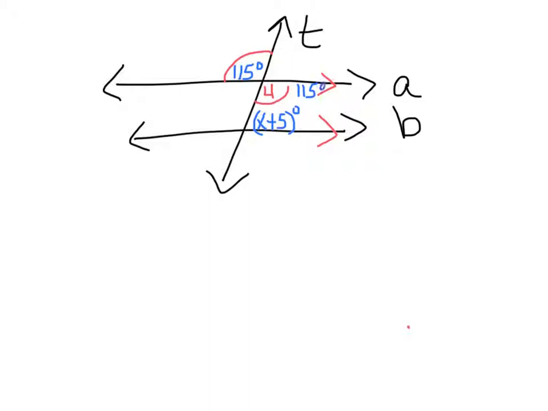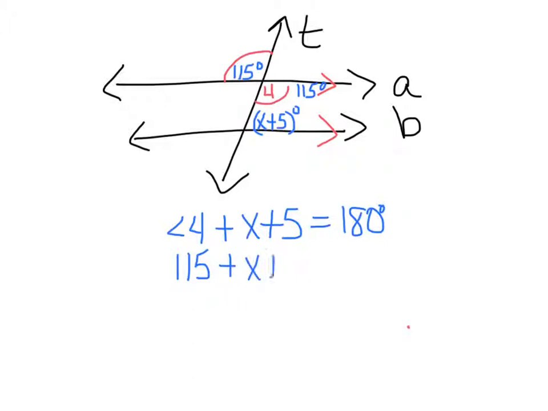Okay, let's plug that in right there. That is 115 degrees. Now we know that angle 4 and the angle that has the x plus 5 are same side interior angles. And from the postulates we just learned, we know that same side interior angles are supplementary. That means when you add those two angles together, they must equal 180 degrees. Okay, so we know that angle 4 plus x plus 5 must equal 180 degrees. Well, we know that angle 4 is 115 degrees, so let's substitute that in. 115 plus x plus 5 equals 180.